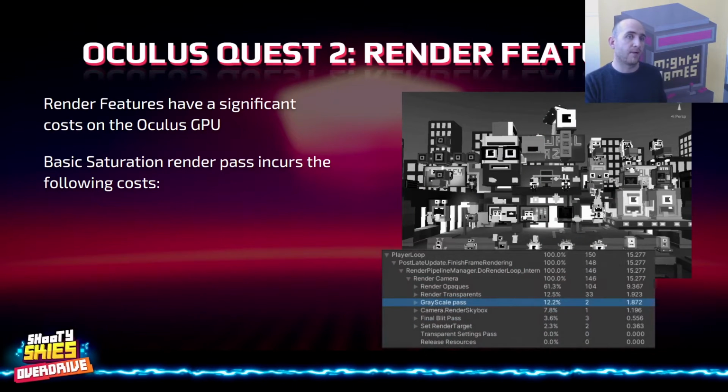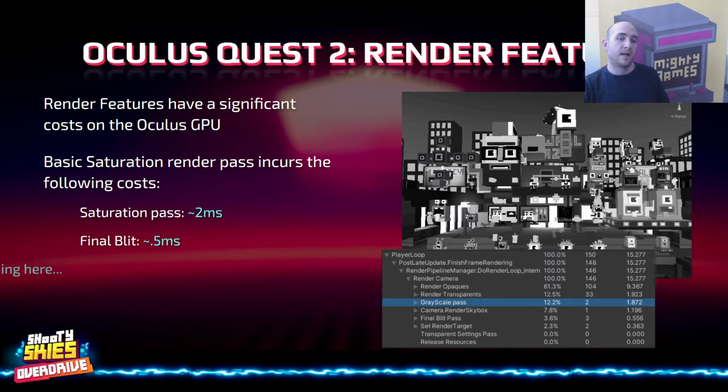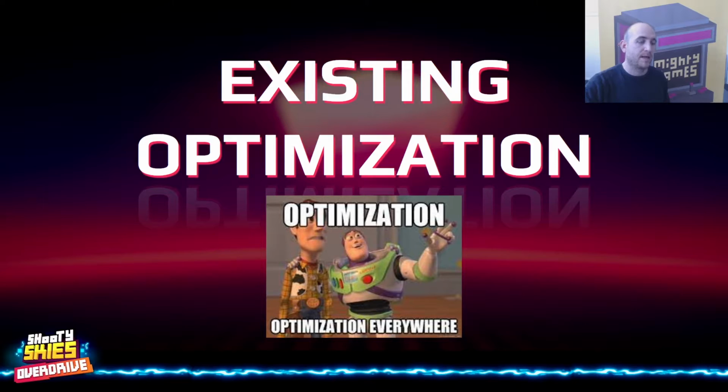So as we can see from that, render features can have a significant cost on the Oculus GPU. Even a basic saturation render path like what we've done with this image can incur the following costs. The saturation path itself, where we reload back up to tile memory and then perform an operation where we take the color and convert it to a grayscale, then we write it back out again, takes 2 milliseconds. And then because we're using a render feature to do this, Unity decides we're going to do another final blit where we copy it again and send that off to the display, where it's not really performing anything other than another copy pass.